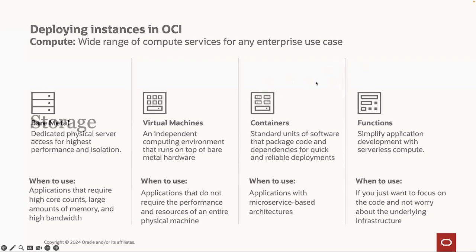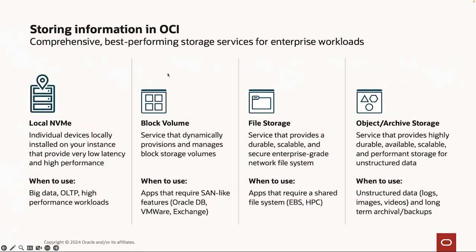Now, once you know how you want to run your application, you know the network that's going to be a part of, let's look at ways we can store additional information for our workloads. So similarly, like with the compute, you're going to have different options for different use cases. If you want this high performance, low latency storage option, you'll have your local NVMe SSD. That's going to be directly installed on your instance, which is why it has that low latency aspect to it. Good for big data, OLTP, and high performance workloads.